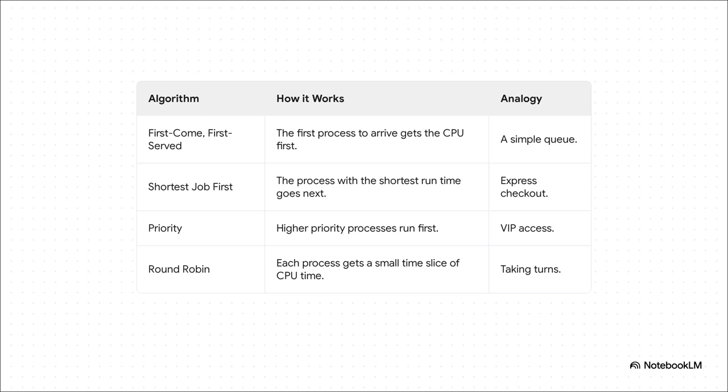So to manage this queue, the scheduler uses different strategies. Some are really simple, like first come, first served, just a basic line. But that can get slow if one huge job holds everyone else up. Others try to be smarter, like shortest job first, kind of like an express lane. But the one that really creates that feeling of seamless multitasking is round robin. It gives every single process a tiny, tiny slice of CPU time, and it switches between them so fast that it feels like everything is running all at once.